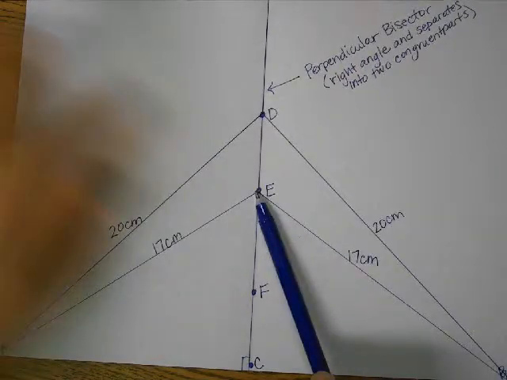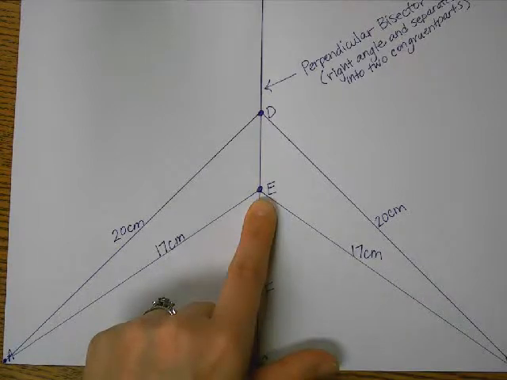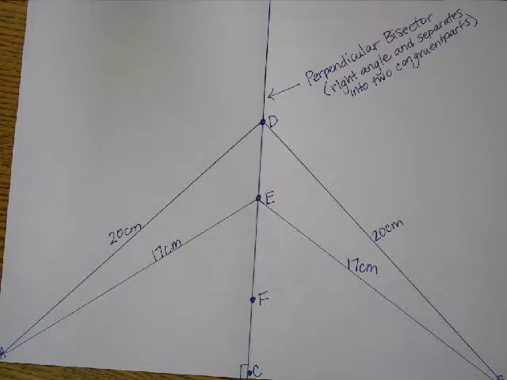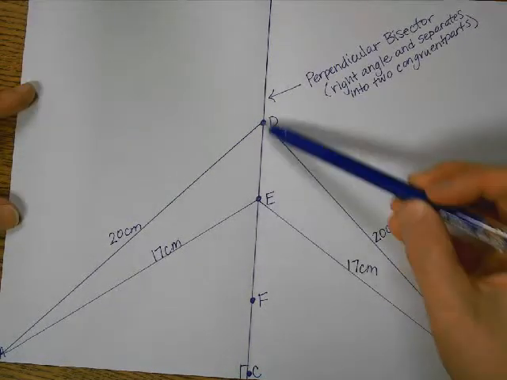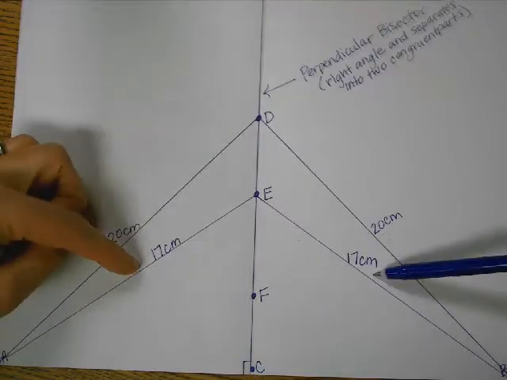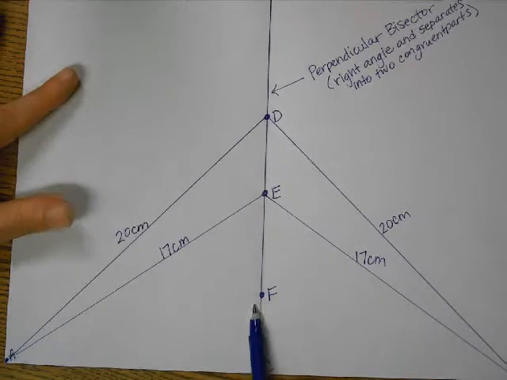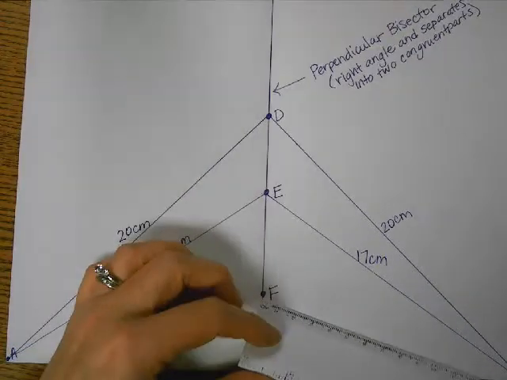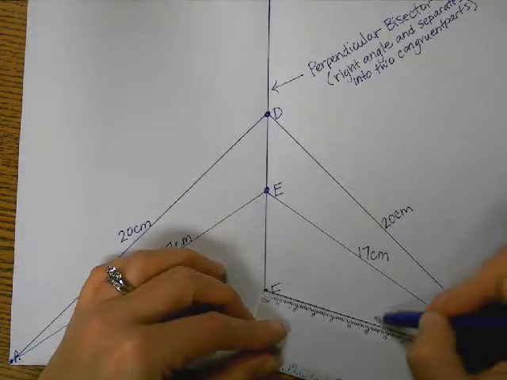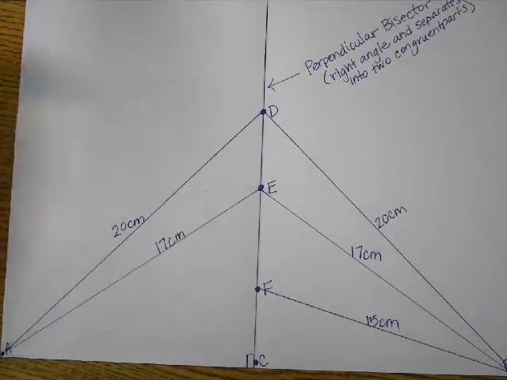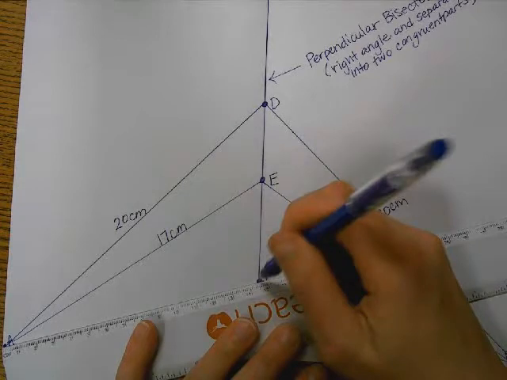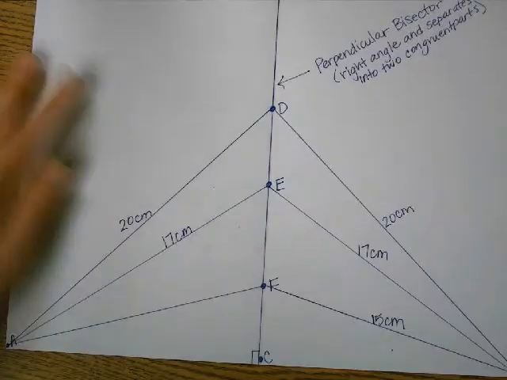So when I connected this point to B and this point to A, which is a point on the perpendicular bisector, I notice so far that no matter where I've connected it, the lines that connect them are the same length. Look at that. So what do you think is going to happen with F? Well, the lines should end up being the same length. Let's try it. So from F to B, I got 15 centimeters. And from F to A, I also got 15 centimeters.